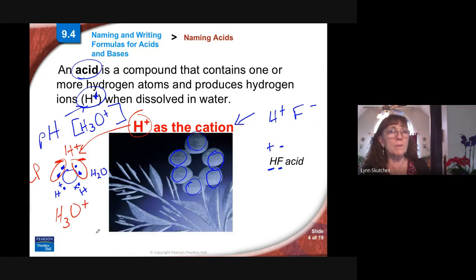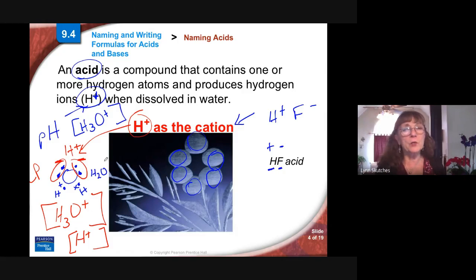So when you measure pH, you're actually measuring hydronium ion concentration, not hydrogen ion concentration. But lots of books and lots of people just kind of shorten it up and say hydrogen. But in reality, those free hydrogens are going to stick to water molecules in solution. We're not going to get to acids and bases until May, but I thought I would throw that at you just for those of you who are interested.